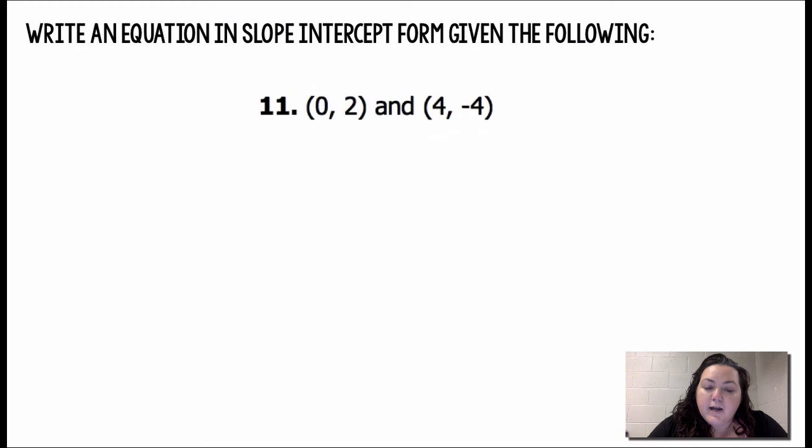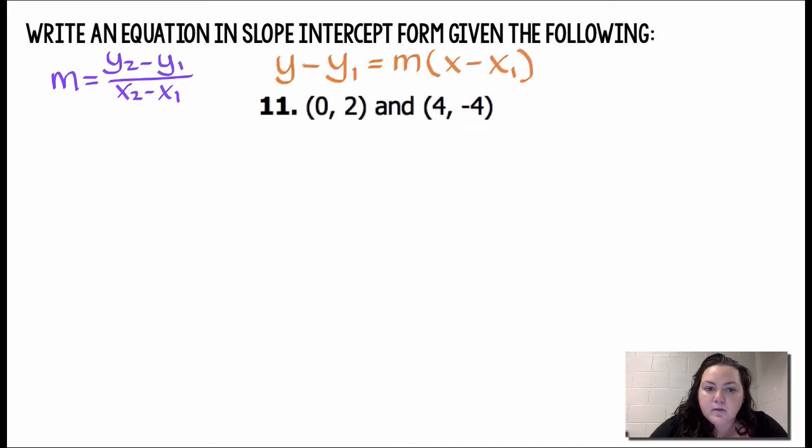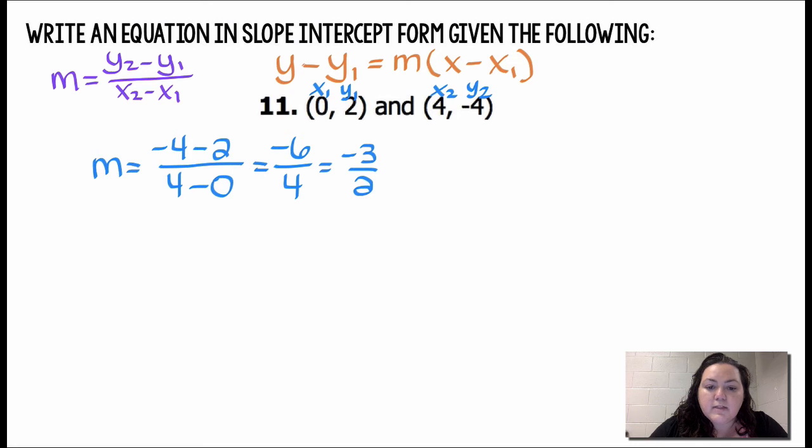On this one, I have 2 points, so I'm going to have to find the slope. To find the slope, it's y2 minus y1 over x2 minus x1. And then I'm going to use point-slope form. So I have x1, y1, x2, y2. y2 is -4, minus y1 which is 2, over x2 which is 4, minus x1 which is 0. So I get -6 over 4, which simplifies to -3 over 2.